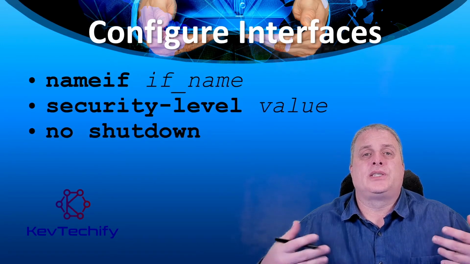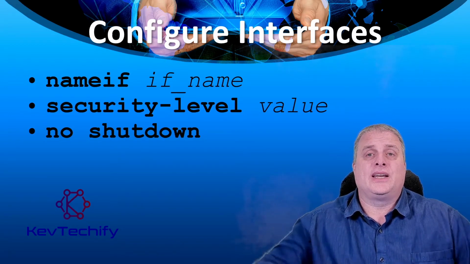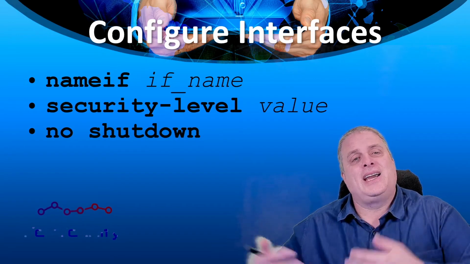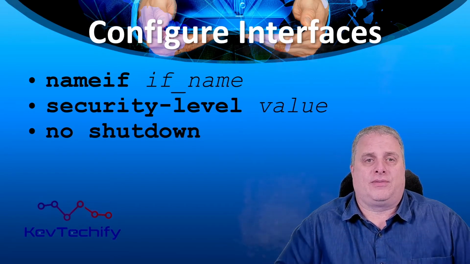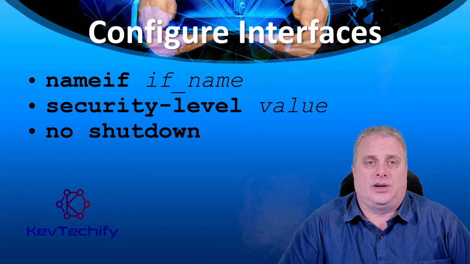Each interface must have a security level between 0 and 100. 0, once again, is the lowest trustworthiness you have. 100 is the highest trustworthiness you can have. The commands here are used to configure basic interface parameters.